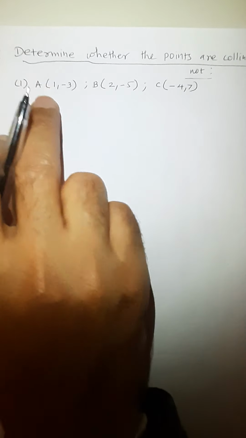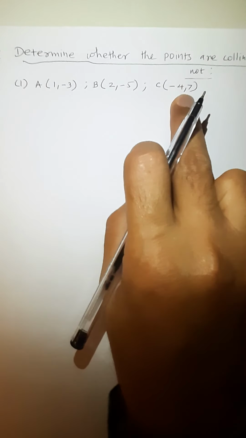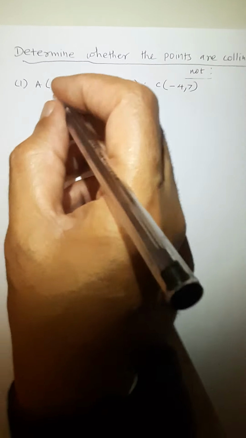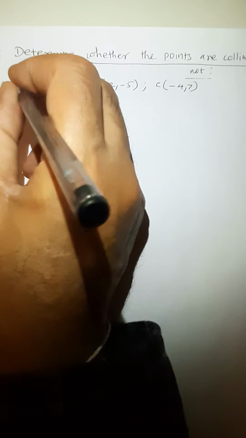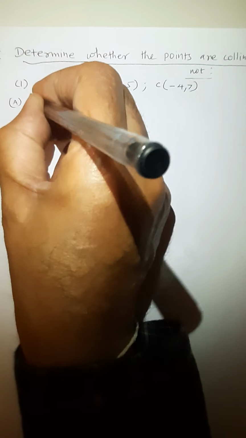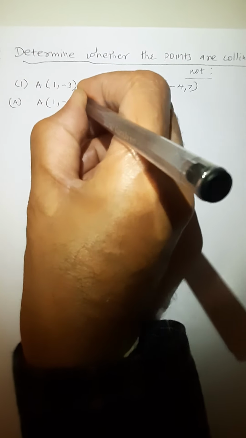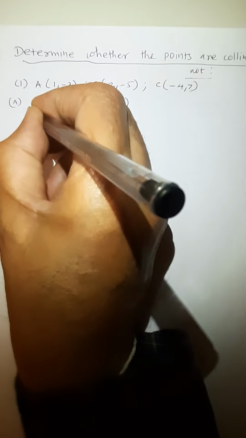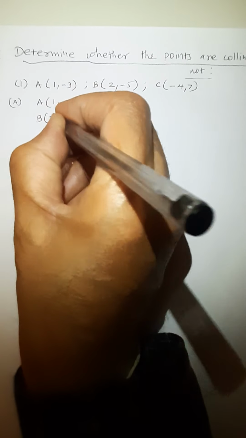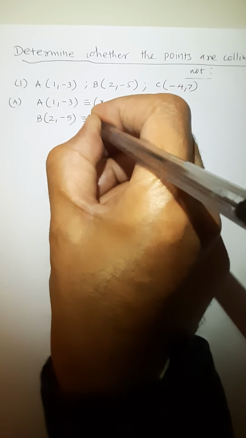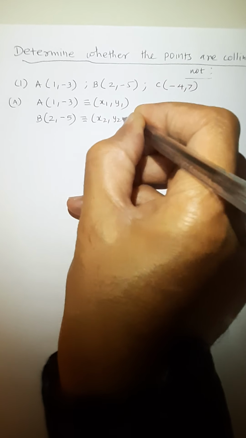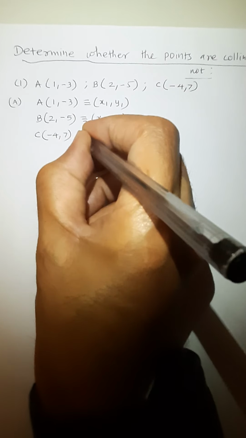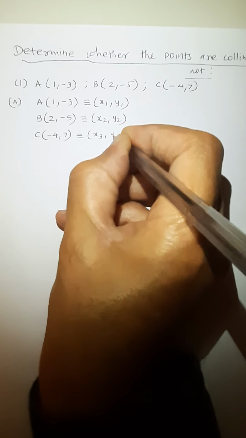Now how will you determine whether these 3 points A, B and C are collinear or not? Collinear means do they lie on the same line or not? We will use the distance formula to solve this. In the answer we write point A having coordinate 1 comma minus 3 as ordered pair x1, y1. Point B having ordered pair 2, minus 5, equivalent to x2, y2, and third point C having ordered pair minus 4 and 7, equivalent to x3, y3.